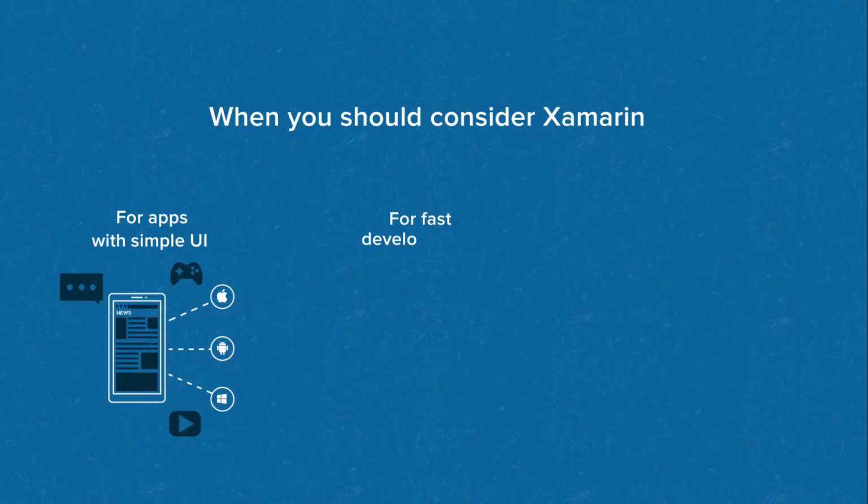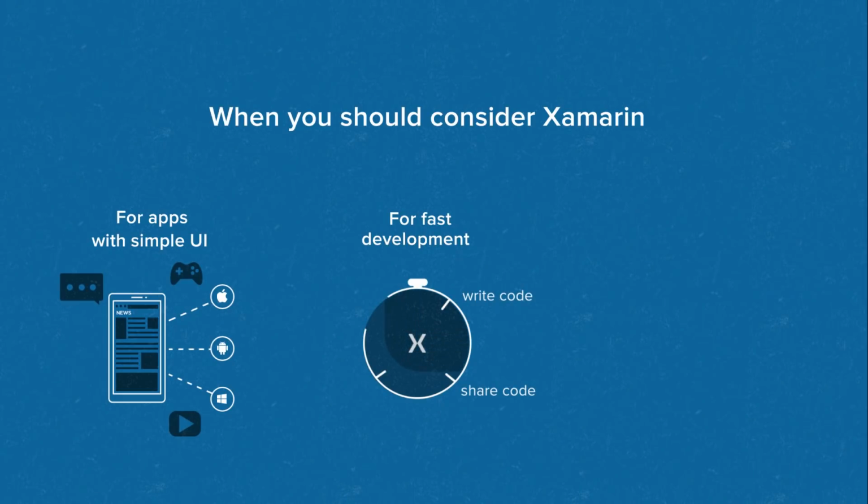If you've got tight deadlines, you can skip a lot of development stages with Xamarin. Without heavy UI customization, you can quickly write one code, share it across platforms, and have a whole lineup of apps ready for download in less than 6 months.